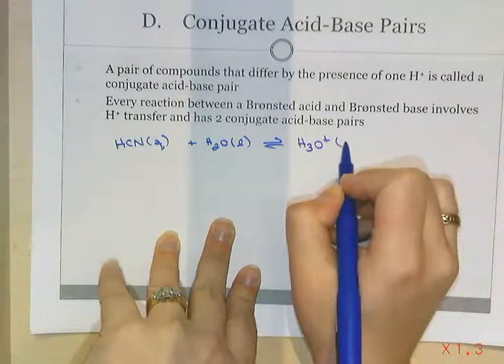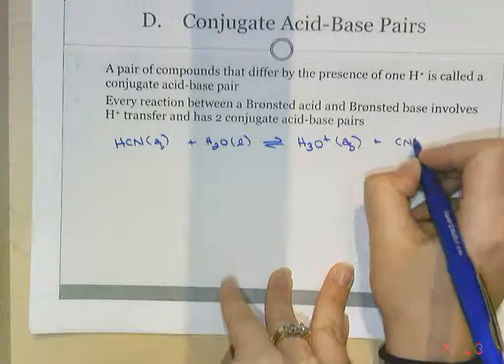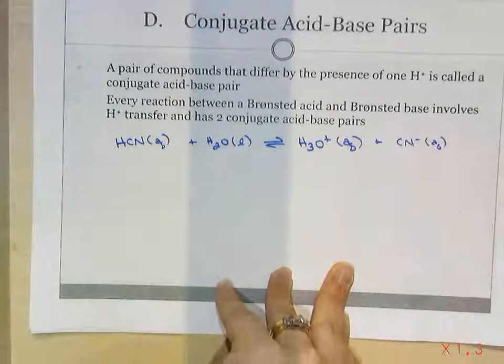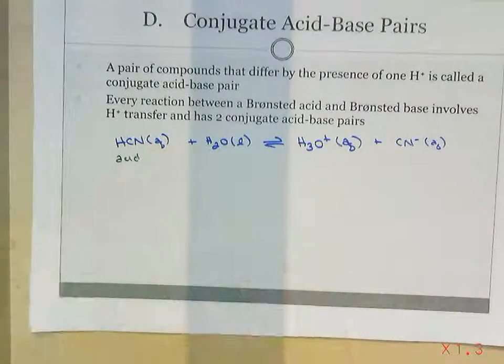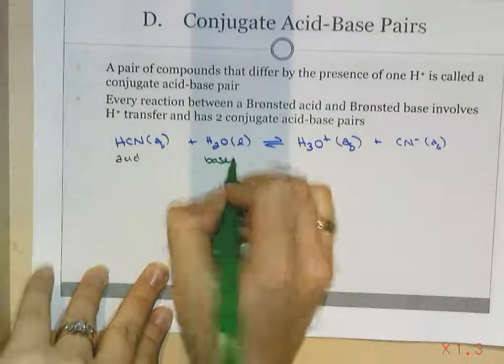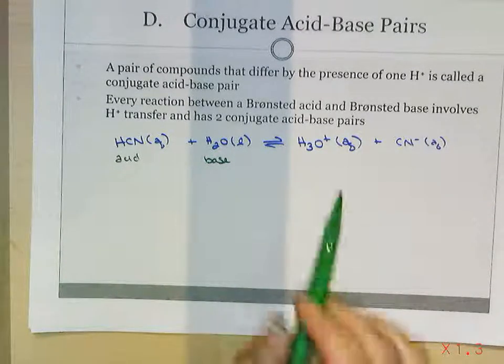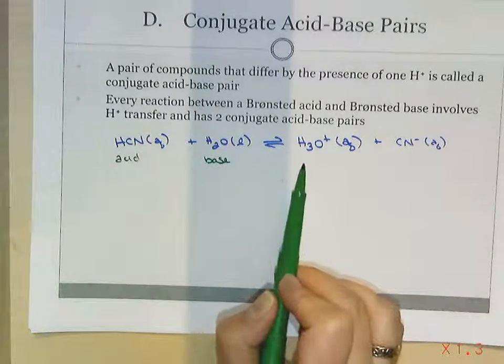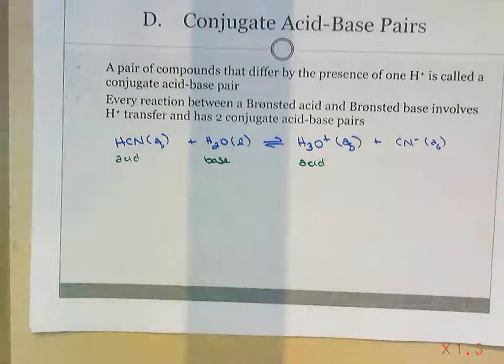Okay, so if that's true, what must be the other possible product? Right, the only thing that's left is CN-. All right, and since I already called this an acid, I know for sure that's the acid. So how is water acting on the left side of my reaction? Acting like a base. So if this is an acid, that's a base. What is the hydronium ion acting as? It is the acid. So then what is the cyanide ion? Acting like a base.